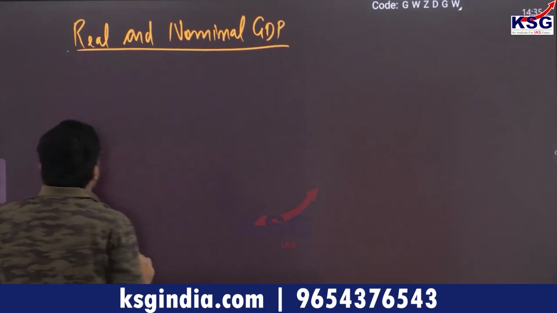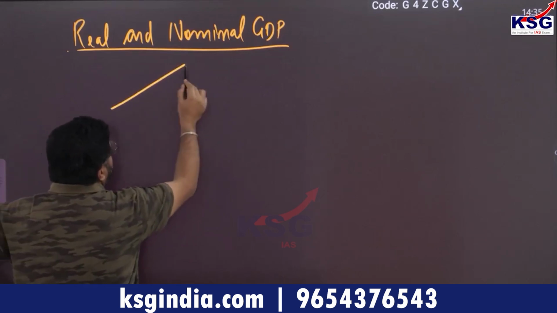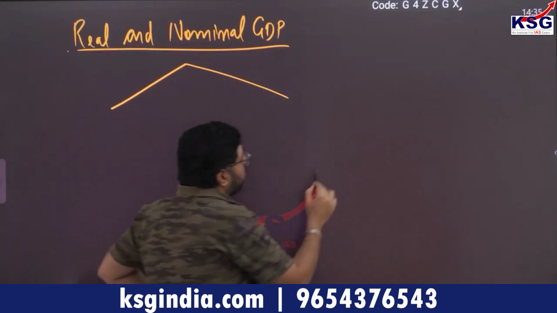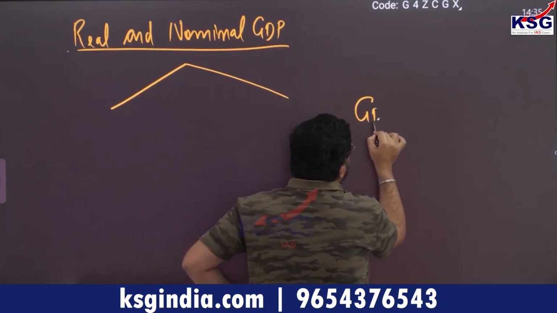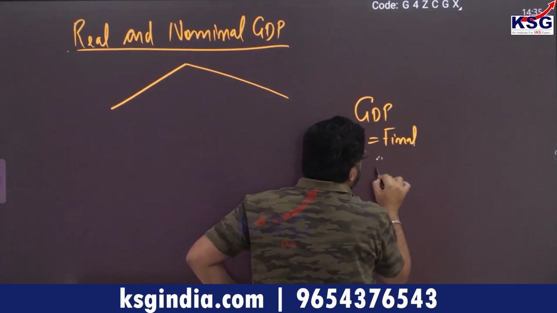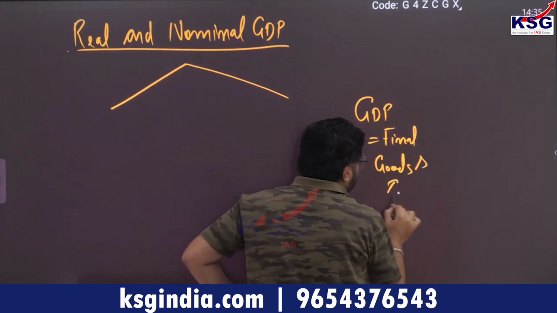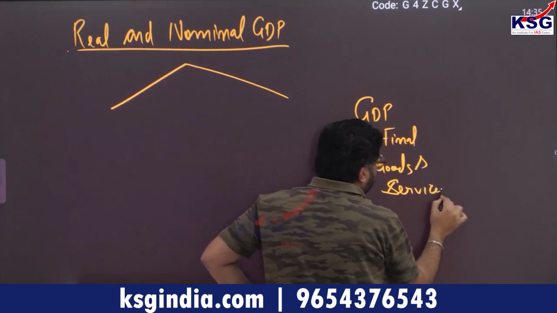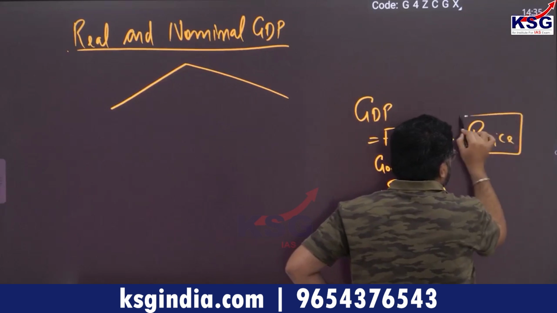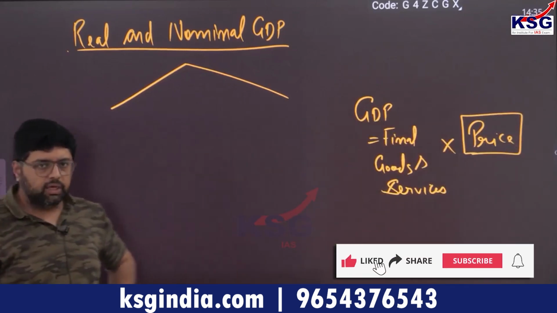Okay, real and nominal GDP. Now when we talk about the concept of real and nominal, as I told you, when we calculate GDP, the purpose is to see the final goods and services produced. So when we calculate GDP, we calculate it in this way: final goods and services produced into price. Now you have to multiply with this price.